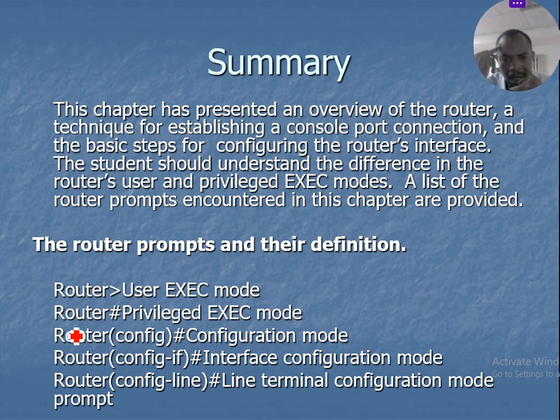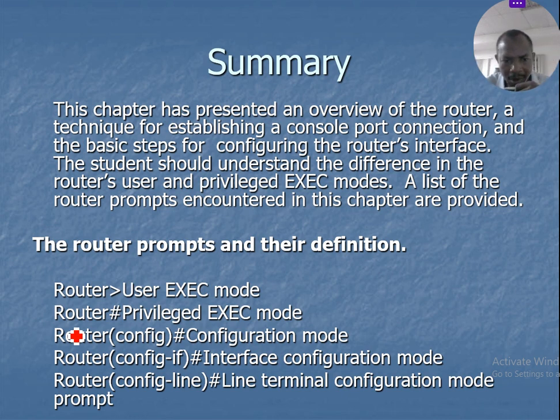Then another prompt we use in this chapter, in chapter 7 part 5, we talked about the configuration mode and the interface configuration mode. If you want to configure the interface of the router, you write router, config-if, close the bracket, and put a hashtag. That if is interface. It means you've put the router in the interface configuration mode.